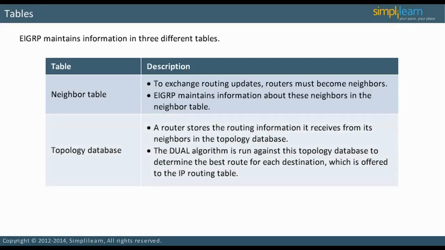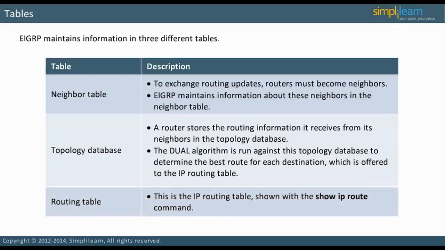The second table is the topology database. A router stores the routing information it receives from its neighbors in the topology database. The DUAL algorithm is run against this topology database to determine the best route for each destination, which is offered to the IP routing table. The third table is the routing table. This is the IP routing table, shown with the show ip route command. Now we will discuss how routers become neighbors in the next slide.